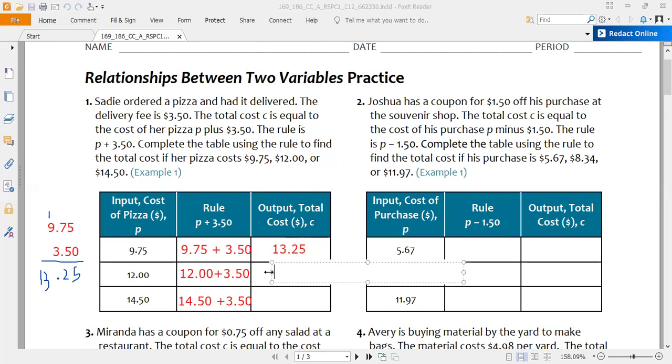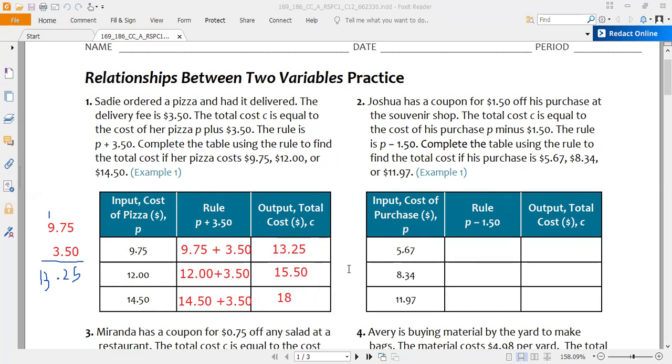Same we can add. This is very simple. We don't need to add using this way. 12 plus 3 will be 15.50. It's very simple. But in this case, 14 plus 3, the whole number, will be 17. But when you add 50 and 50, it will give you $1. So 14 plus 3 is 17, then plus 1 will be 18.